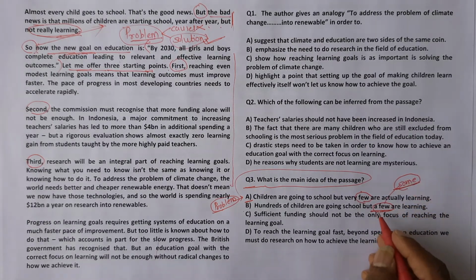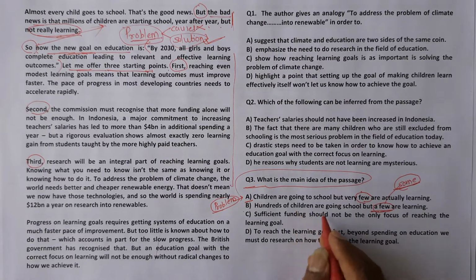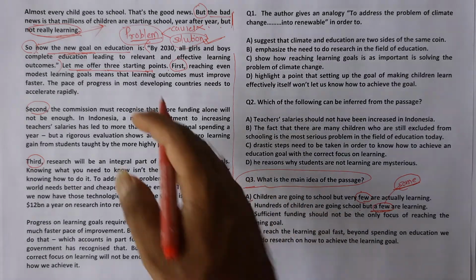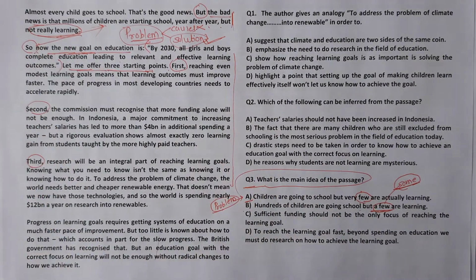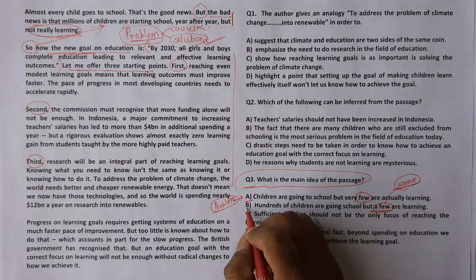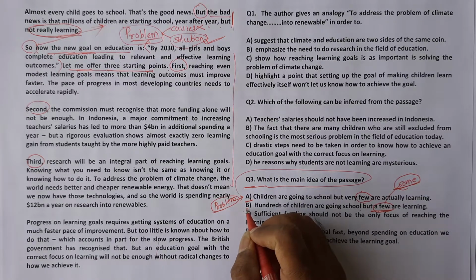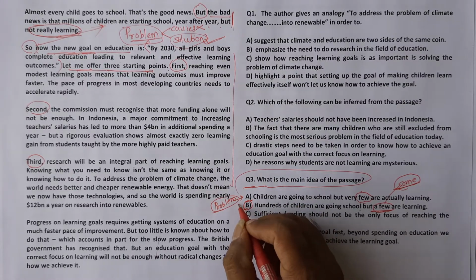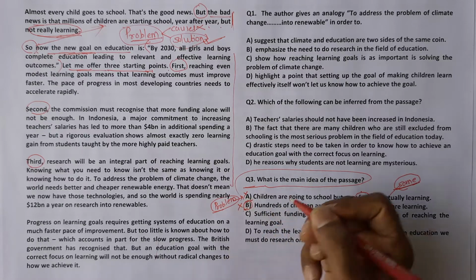So in a way, here you are suggesting that hundreds of children are going to school and some are learning. But the author is actually saying that they are not really learning. So option B is not even close to the answer because it is not giving even the problem correctly. So option B is incorrectly stated, so it is eliminated. Option A is eliminated.